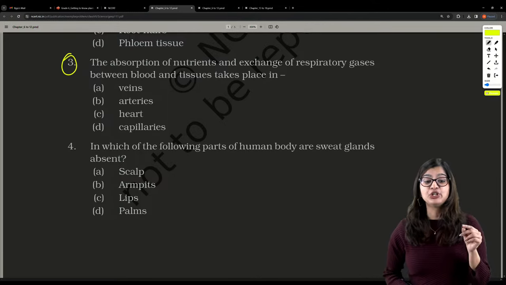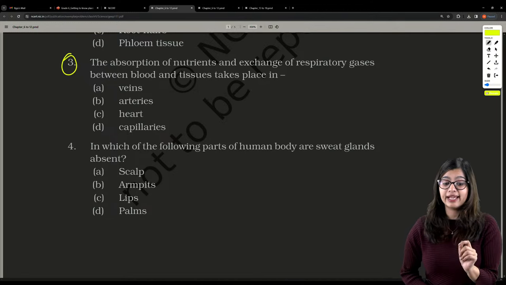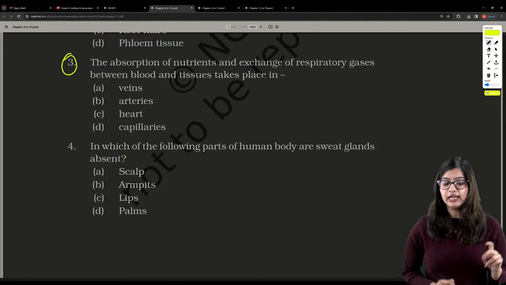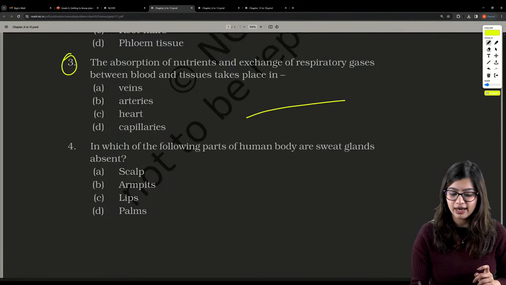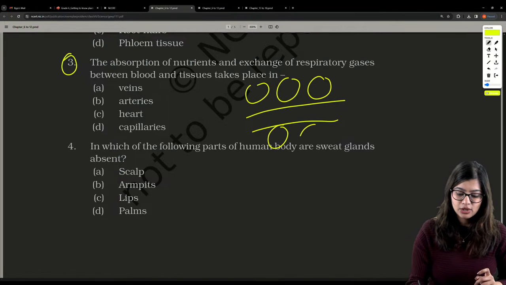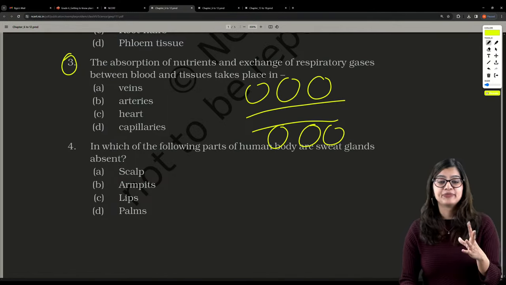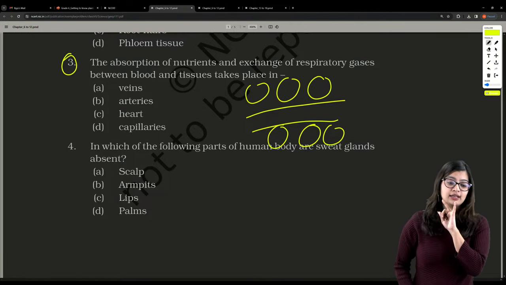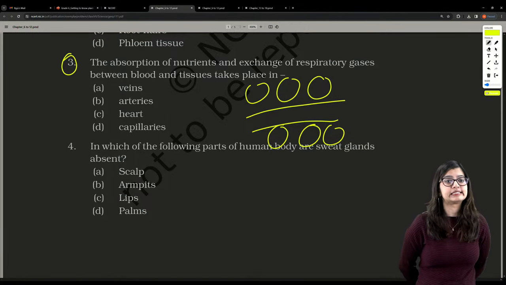The absorption of nutrients and exchange of respiratory gases takes place between blood and tissue, or blood and cells, where? Is it the veins, the arteries, the heart or the capillaries?